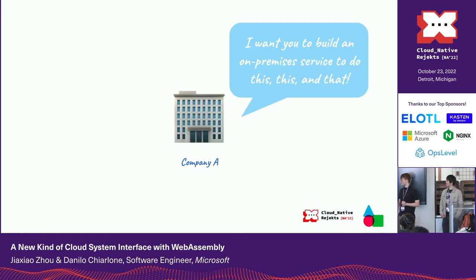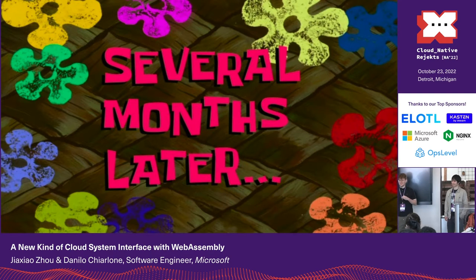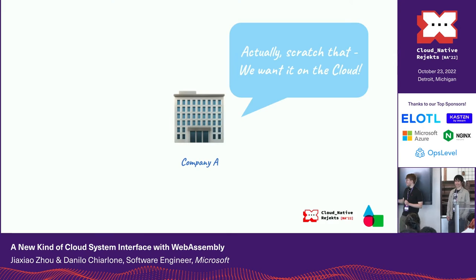Now, Person A is really excited because this, and that, is really an opportunity to impress. So Person A gets started, and several months later, they developed this really cool app that does this, and that. And we're 1 week away from the deliverable. They have a meeting with Company A, going to show the app. But the unexpected happens. Company A approaches them and says, actually, scratch that. We want it on the cloud. I mean, they're Company A. We're not surprised. They can do whatever they want.